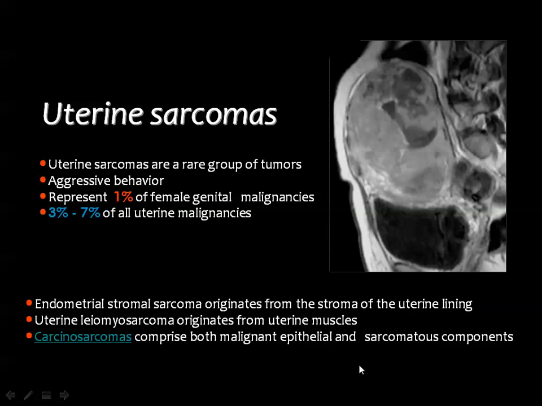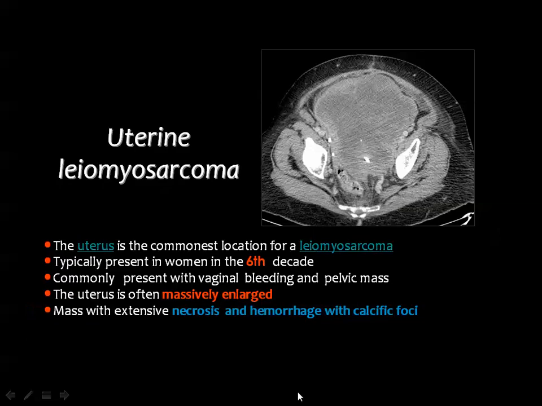Then we came to the uterine sarcoma, which represents 1% of the genital malignancies and about 3 to 7% of uterine malignancies. There are many types of sarcomas. The most common one is leiomyosarcoma, which is malignant degeneration on top of a pre-existing fibroid. And this is carcinosarcoma, which is one of the commonly seen histopathologic findings in endometrial cancer.